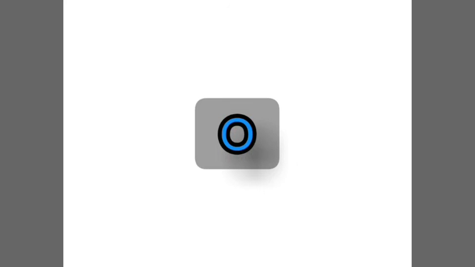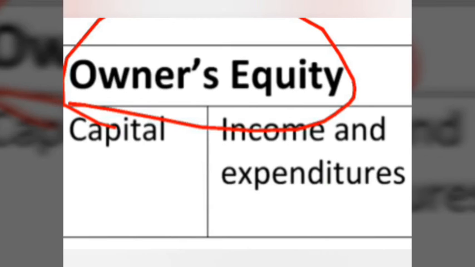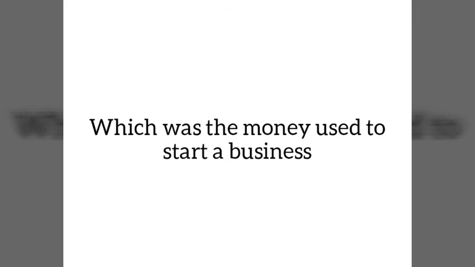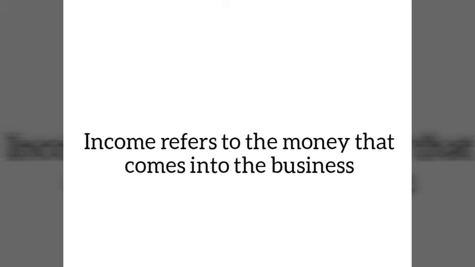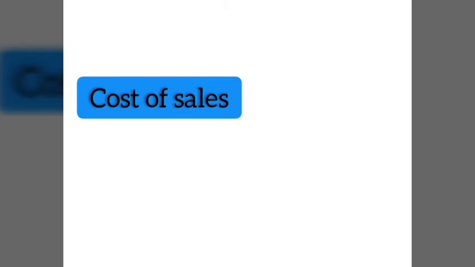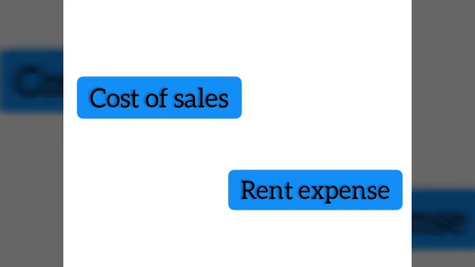And looking at the side of O, your owner's equity represents the interest of the owners in the business, what the business owes to the owner. We have your capital, which was the money used to start the business, and we have your income and expenditures. Income refers to the money that comes inside the business, for an example, your sales. And looking at the side of expenditures, it refers to the money that goes out from the business. For an example, we refer to your cost of sales or your rent expenses.